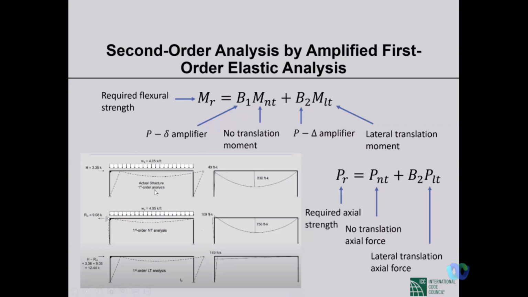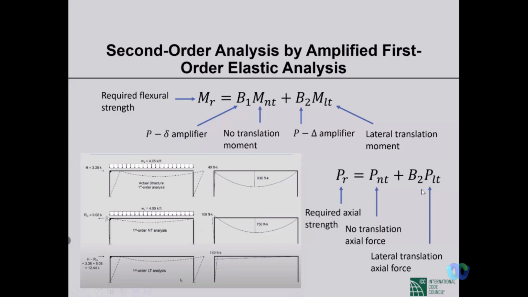While doing that analysis, there will be a reaction in this imaginary, fictitious support. We apply that reaction force along with the original lateral load H. So H and this reaction are applied together as lateral load, but this time there will be no vertical load. We apply the lateral load and again calculate the moments and axial forces. We call them MLT and PLT.